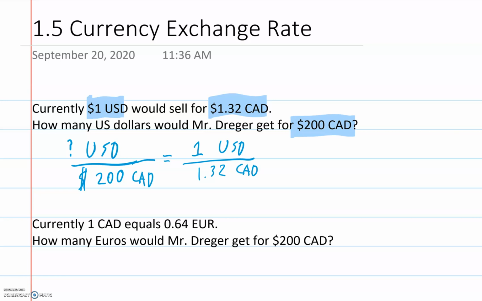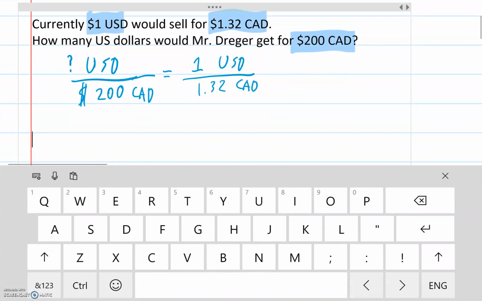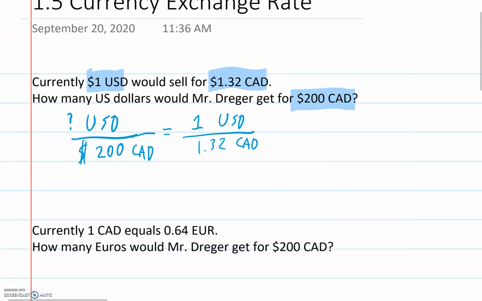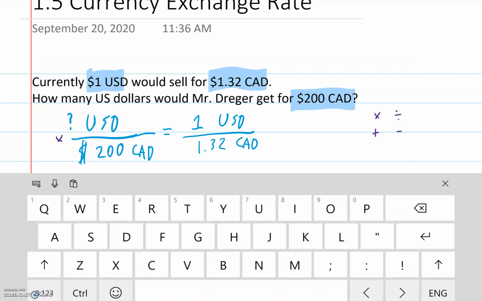Now that we have this set up, this is wonderful. Let's give ourselves a little bit more room. Now we need to go through opposite operators. The opposite of multiplication is division. The opposite of division is multiplication. The opposite of addition is subtraction. The opposite of subtraction is addition. Well, we are dividing right now by 200. The unknown is being divided by 200, so we want to get rid of that 200 and put it on the other side. So we want to multiply by 200.